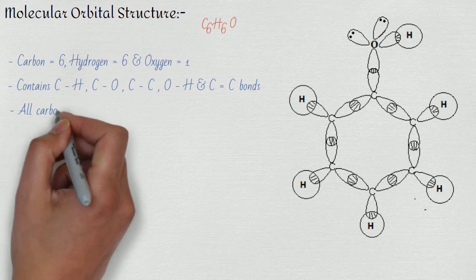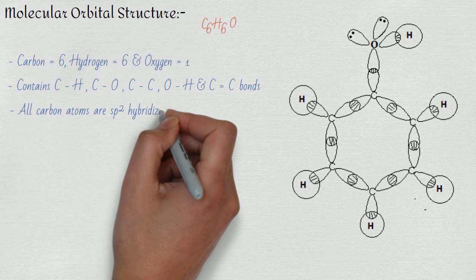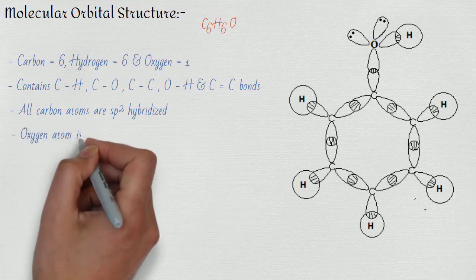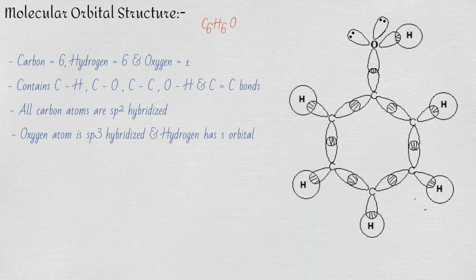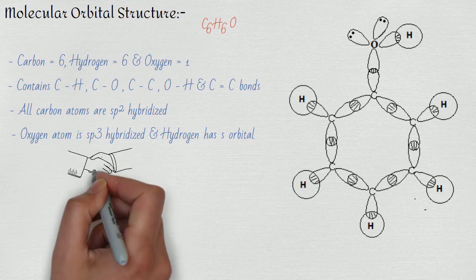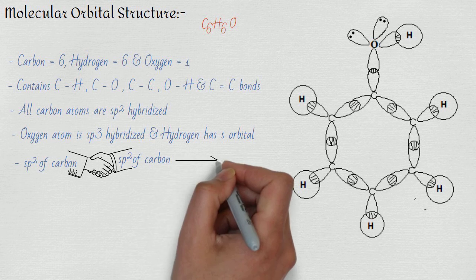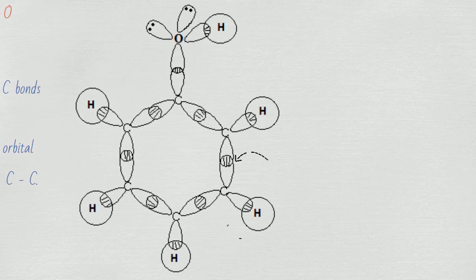In phenol, all carbon atoms are sp2 hybridized. The oxygen atom is sp3 hybridized, and we know that the hydrogen atom contains only one s orbital. Now let's see how these bonds form in phenol. One sp2 hybrid orbital on each carbon atom overlaps with each other to form the carbon-carbon sigma bond.